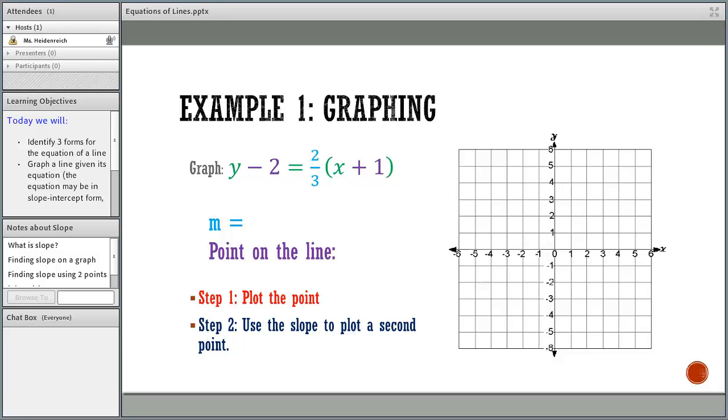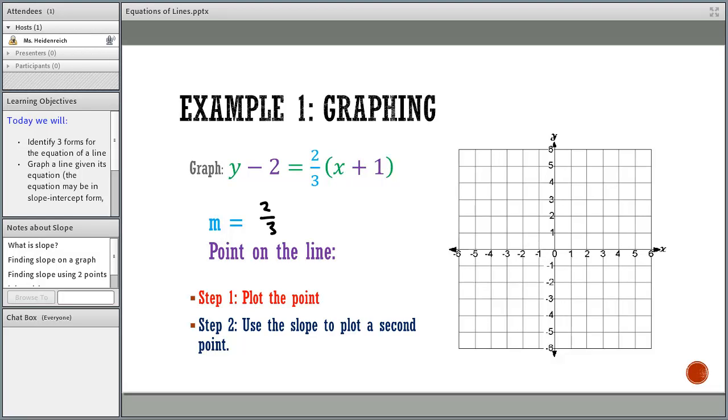Okay, so here's an example that I would like you to try. I've color-coded for you to make things easy. The slope is easy to find. It's the coefficient in front of that quantity. It's 2/3 for this equation.